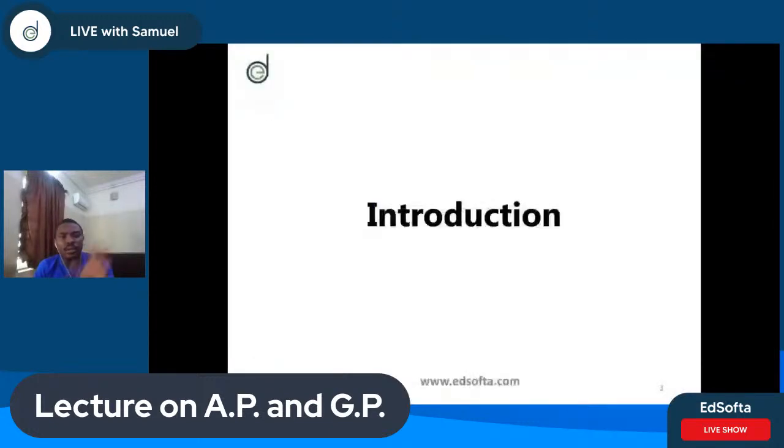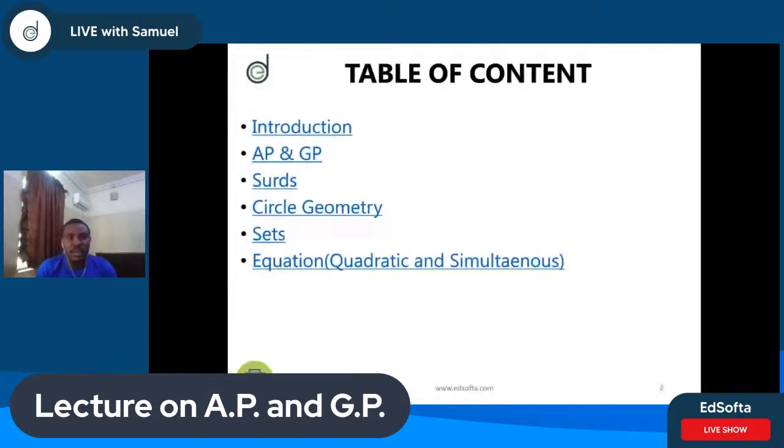So we'll be taking these 5 topics: AP and GP, surds, circle geometry, sets, equations, quadratic and simultaneous equations. We'll be looking at the various ways to handle and tackle these topics.